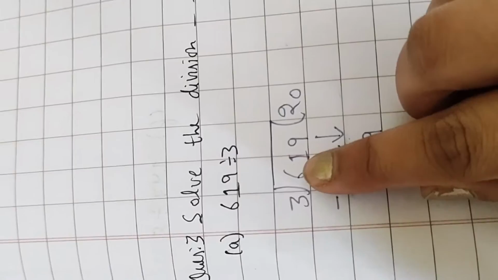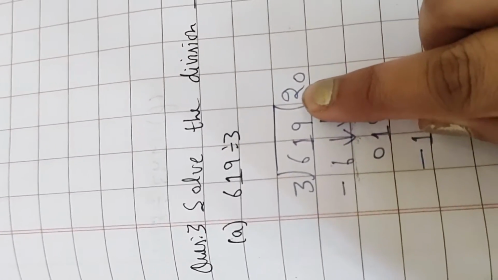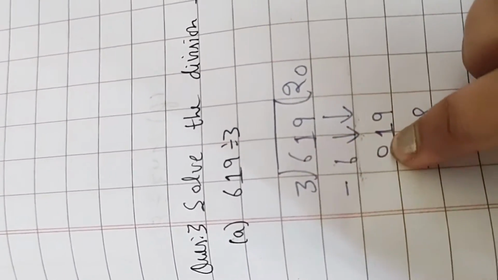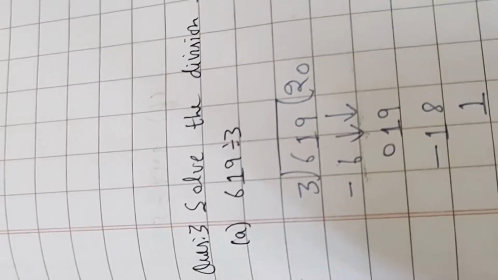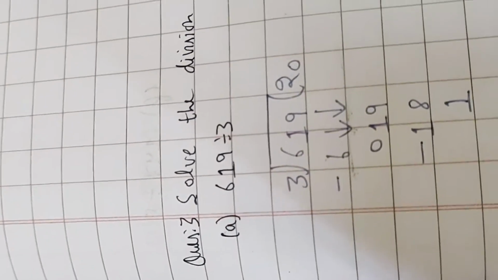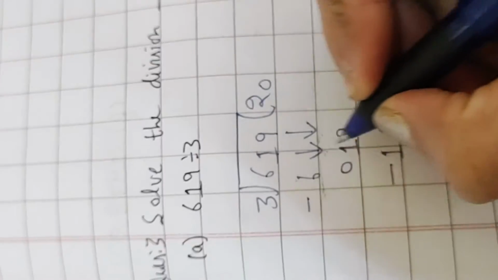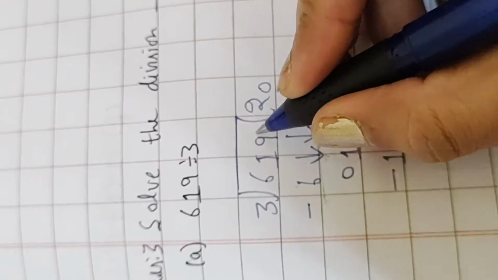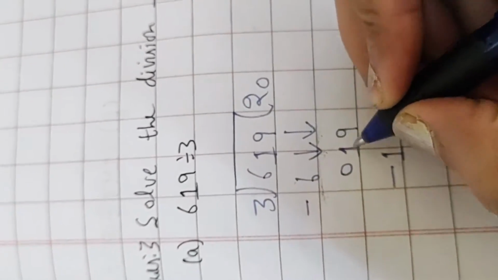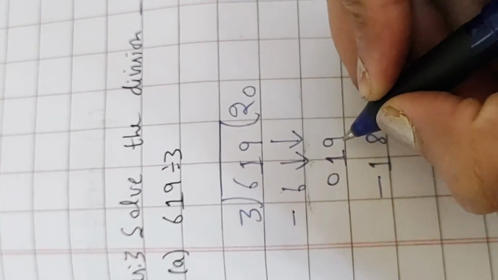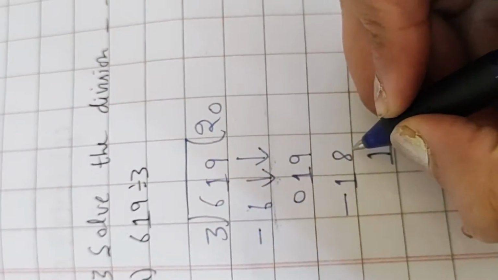619 divided by 3. So 619, 6 comes in the table of 3 at 2, so we have written 2 here. 6 minus 6 is 0. 1 we bring down, so now 1 is smaller than 3, so we have to bring 9 also down, so it is 19 now. 19 doesn't come in the table of 3, so I have written 18.